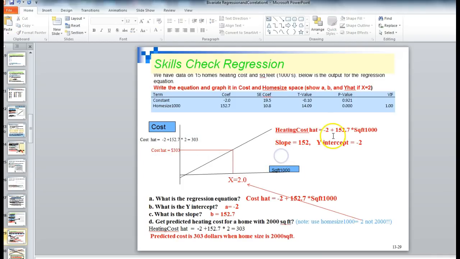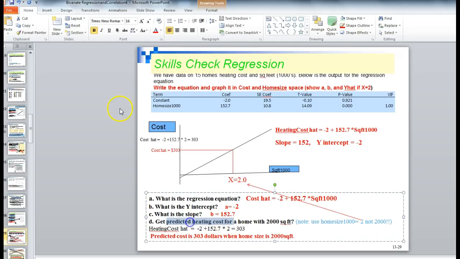So this is kind of what I wanted you to get. I wanted you to be able to put the data in, get the output, and then graph it, showing your y-intercept, showing your slope, showing where a point on this line would be for a predicted heating cost. So that's the first thing that we need to do.